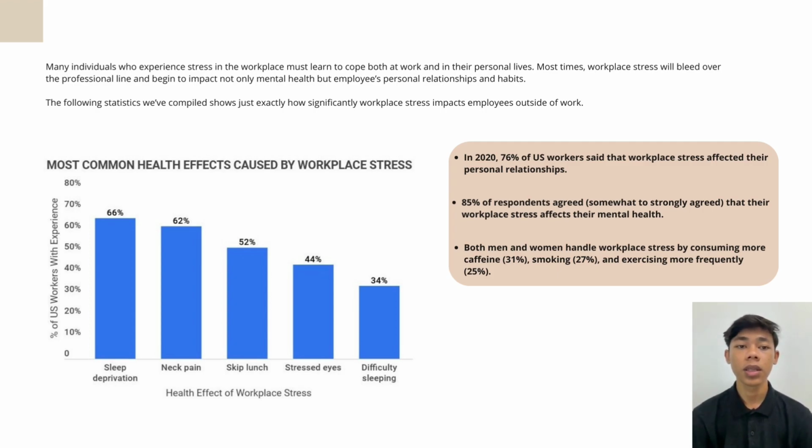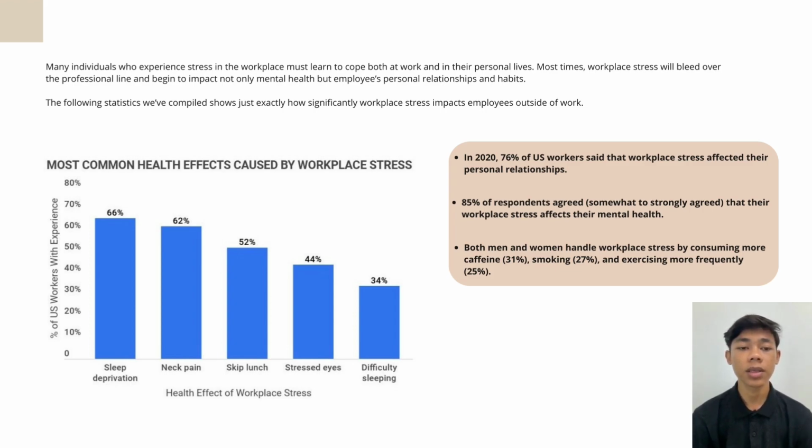First point is in 2020, 76% of US workers said that workplace stress affected their personal relationships. For example, over 20% of workers spend more than 5 hours of office time weekly thinking about their stressors and their worries. And second point is 85% of respondents agree that their workplace stress affects their mental health. For example, nearly 83% of respondents felt emotionally drained from their work, with over 40% stating that they strongly agree with this statement.